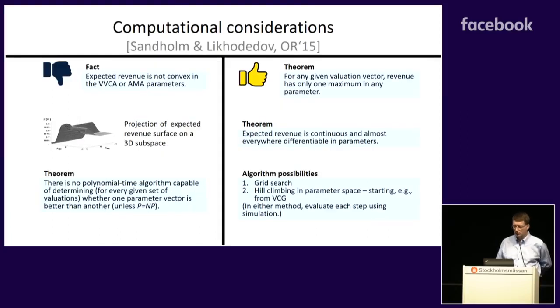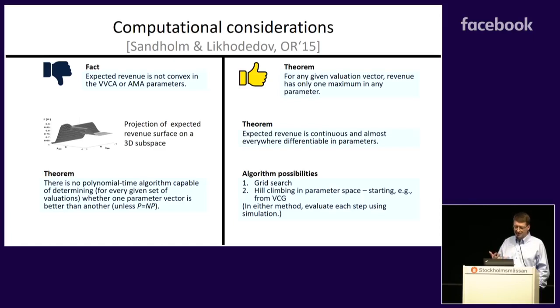All right, so now let's talk about computational considerations here. Downsides: expected revenue is not convex in the parameters. And there's no polynomial time algorithm capable of determining for a given set of valuations whether one parameter vector is better than another, unless P equals NP. On the positive side, for any given valuation vector, the revenue has only one maximum in any parameter. And the expected revenue is continuous and almost everywhere differentiable.